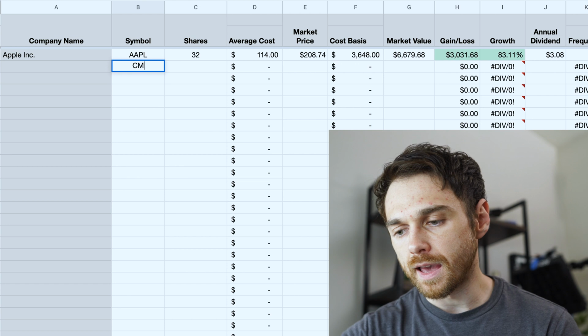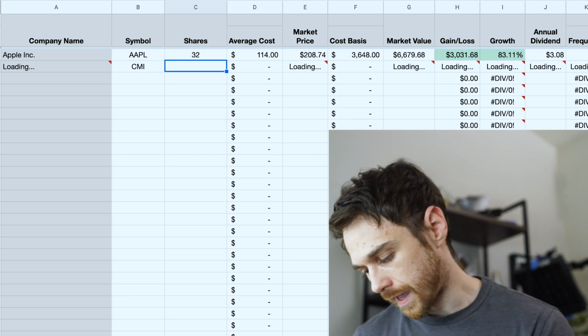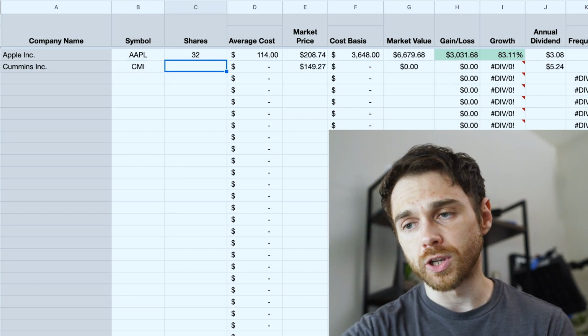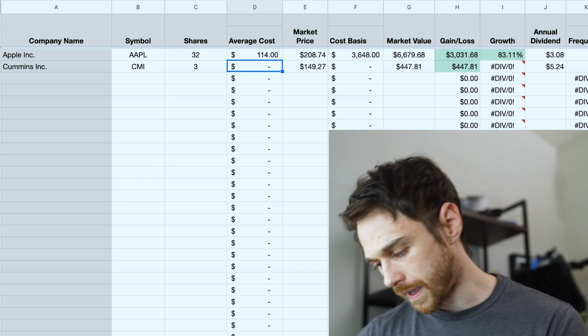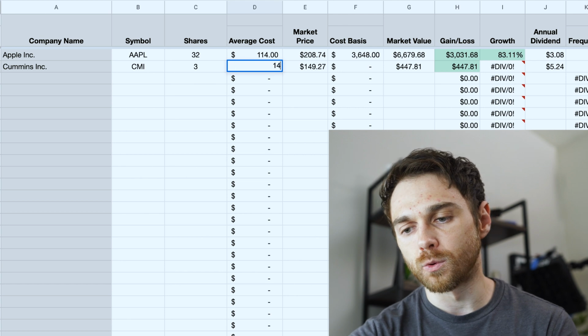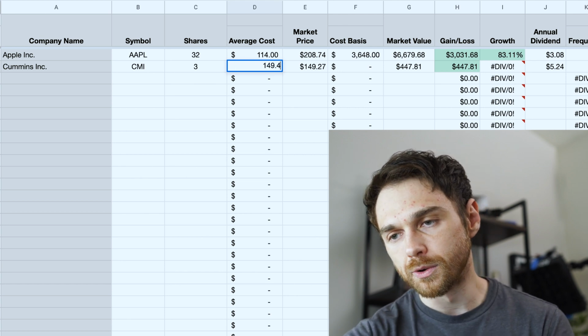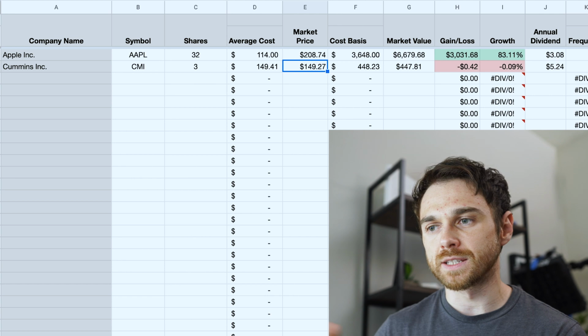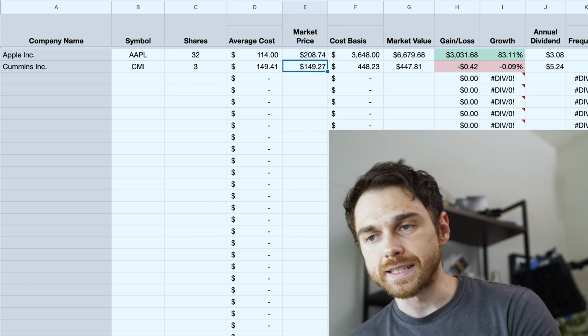So CMI. When I hit tab, how many shares do I have? I have 3 shares, okay? And then hit tab, and the average cost of it is $149.41. Okay, bam, hit tab, and the rest of it gets populated. So cool, I get to see some more stuff.